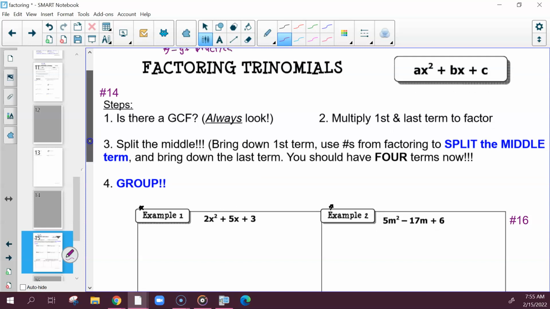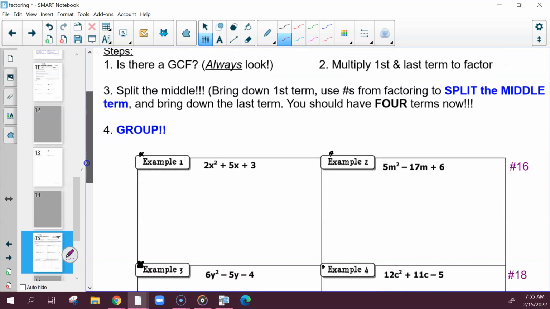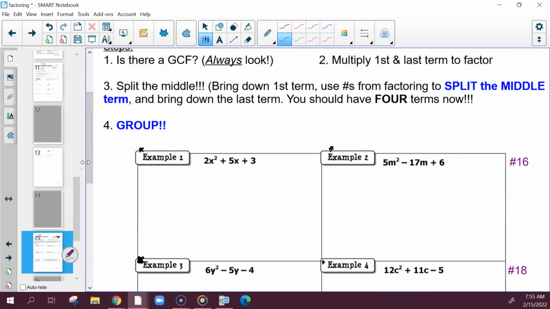Our first thing, we always need to look and check and see, is there a GCF? If there's one, we could possibly factor out that GCF. It could change our entire trinomial back to the ones we were just doing, and then it'd be a little bit easier of our process. That's not always the case, though. If there's not a GCF, then we move on to these steps. So I'm going to talk through the steps, and then we'll actually do it.